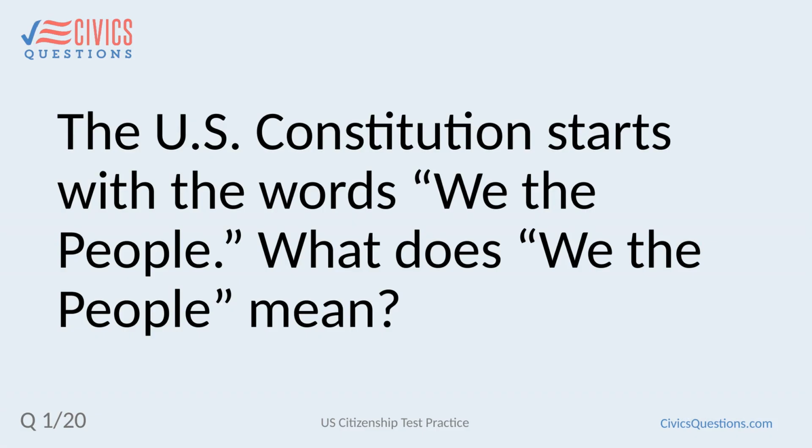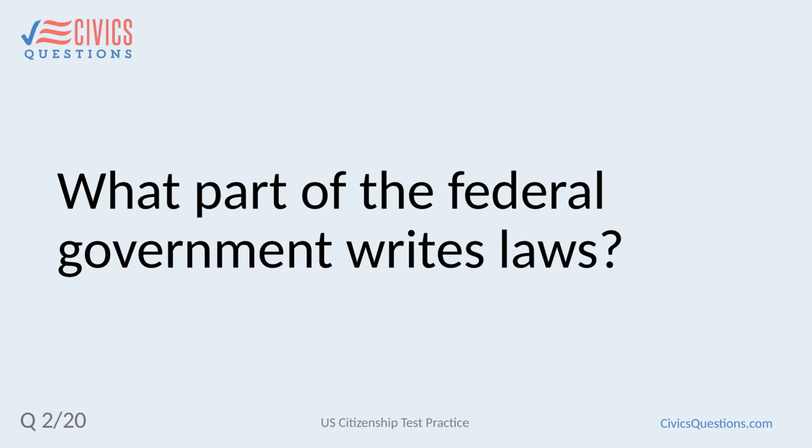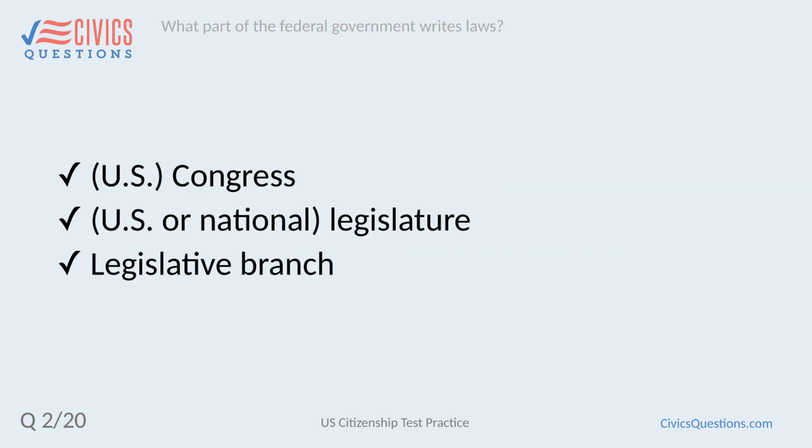The U.S. Constitution starts with the words, "We the people." What does "we the people" mean? Self-government, popular sovereignty, consent of the governed. People should govern themselves. Example of social contract. What part of the federal government writes laws? U.S. Congress, U.S. or national legislature, legislative branch.